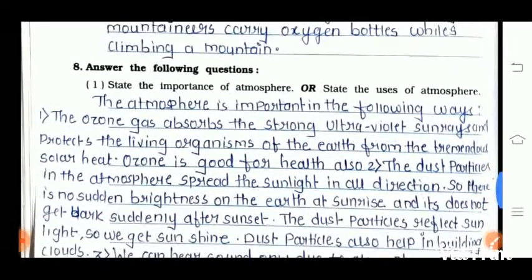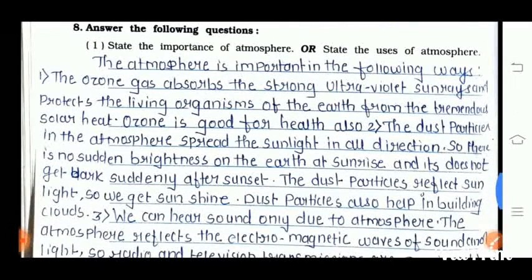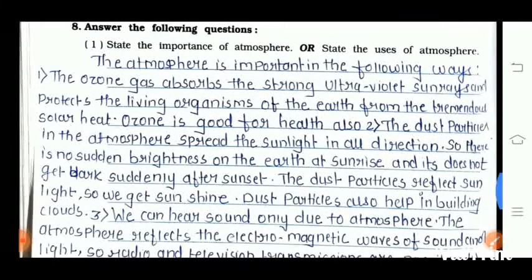Question number 8 is answer the following questions. The big questions are there. State the importance of atmosphere. State the uses of atmosphere. Okay. The atmosphere is important in the following ways. First one, the ozone gas absorbs the strong ultraviolet sun rays and protects the living organisms of the earth from tremendous solar heat. Ozone is good for health also.